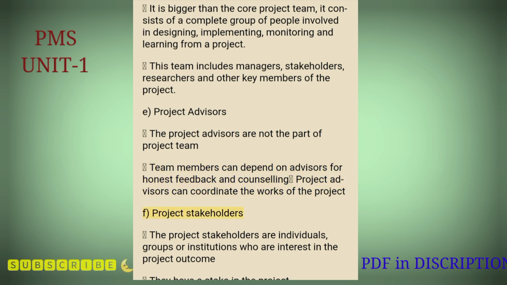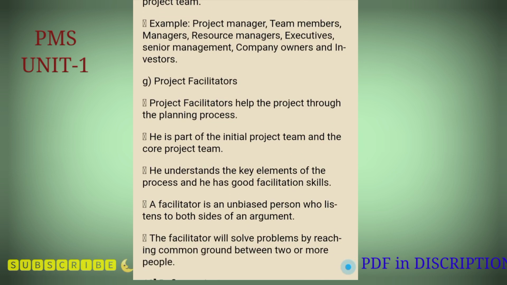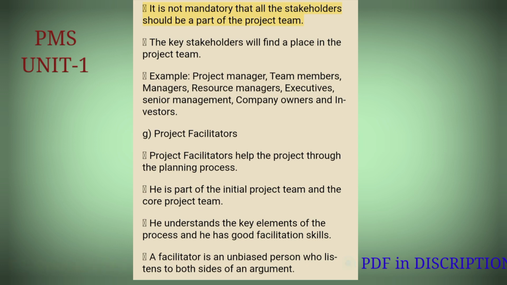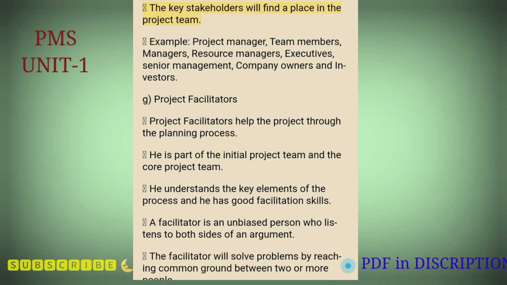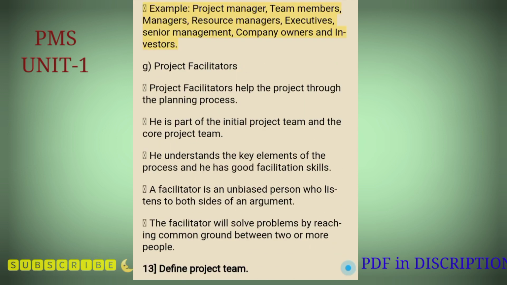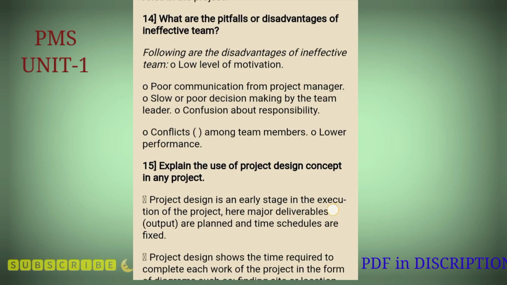F. Project stakeholders. The project stakeholders are individuals, groups or institutions who are interested in the project outcome. They have a stake in the project. The project success or failure depends on how much the stakeholders are satisfied with the project. It is not mandatory that all the stakeholders should be a part of the project team. The key stakeholders will find a place in the project team. Example: project manager, team members, managers, resource managers, executives, senior management, company owners and investors.